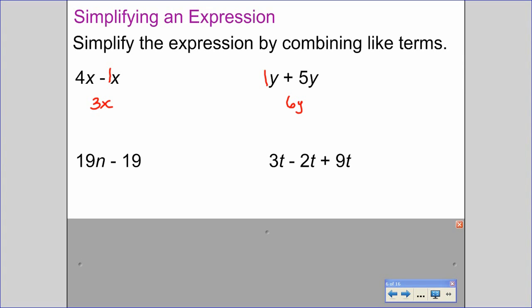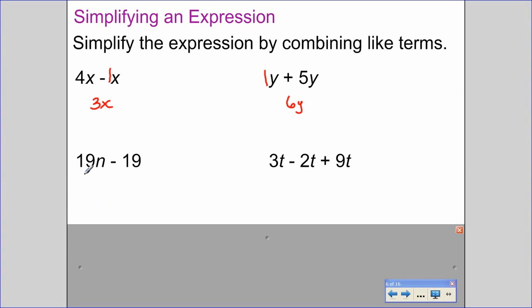How about 19n minus 19? What are the like terms there? There aren't any. There are no like terms there, so we can just call that 19n minus 19. That one's finished. Here we have 3 sets of like terms with an adding and a subtracting. We need to go from left to right. So 3t minus 2t is 1t, and then we need to add on the 9t. So we've got 1t plus 9t equals 10t.